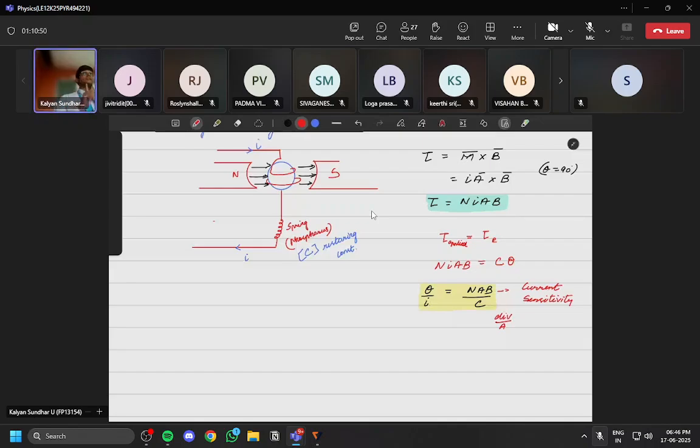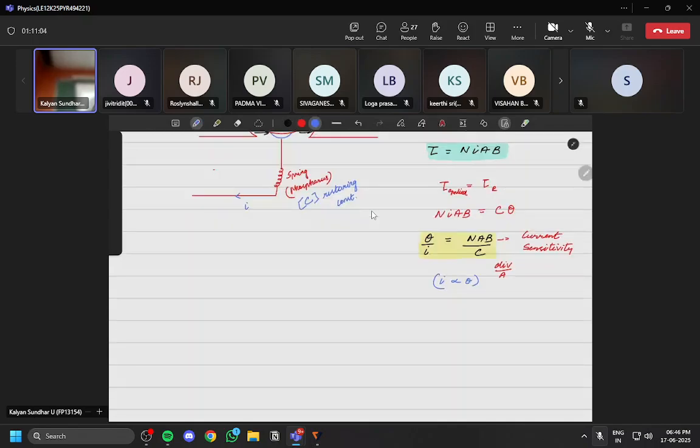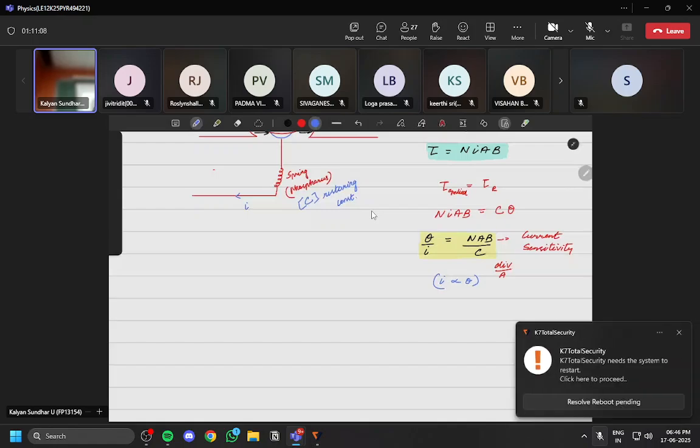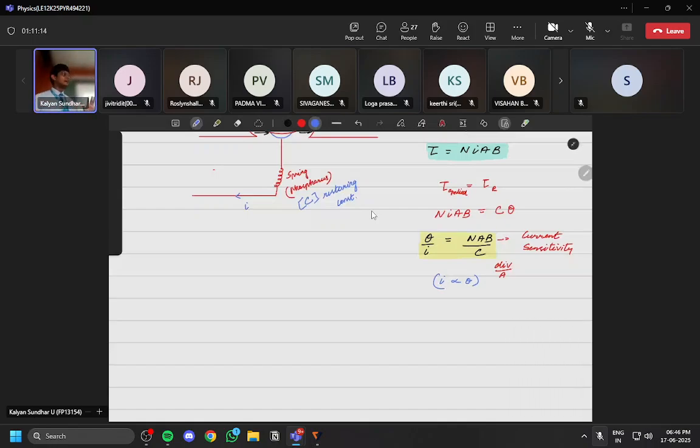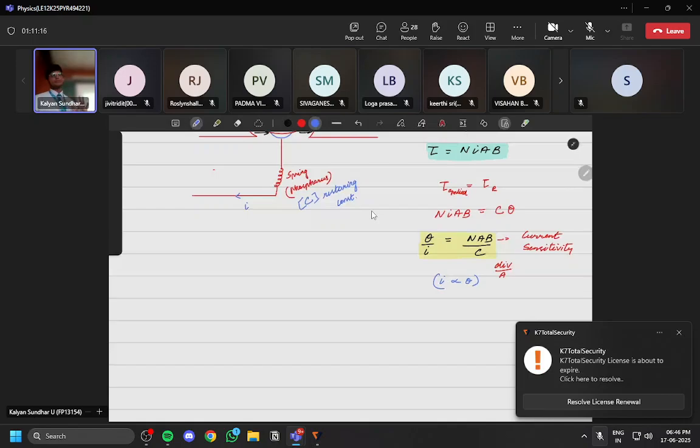Right? And the deflection is based on your current value. It will always depend on theta, directly proportional to the theta value, because the rest all remain constant. Torsional constant is constant, number of loops is constant, A is nothing but the area of the loop, and the magnetic field is constant. All of these are maintained constant. So your deflection depends upon your I value, that is, how much current you give to this coil.